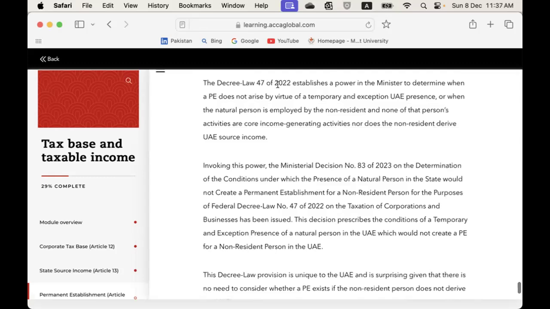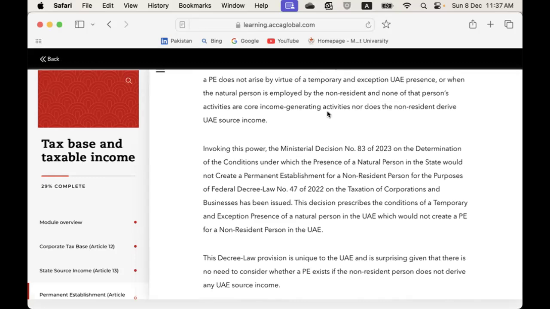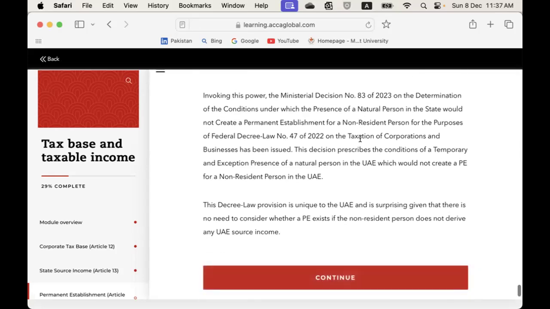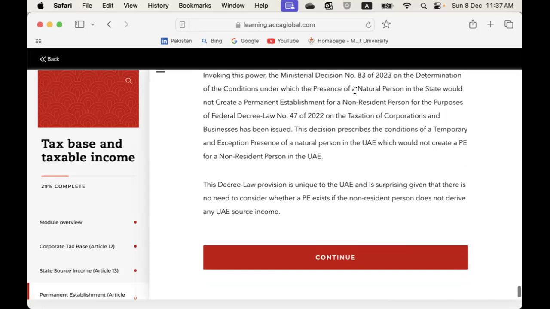The mother law, Decree Law 47, establishes a power in the minister to determine when a PE does not arise by virtue of a temporary and exceptional residence, or when the natural person is employed by the non-resident and none of the person's activities are SIGA and UAE source income has also not arisen. So the minister can finally give a final decision. Yes, they did mention this ministerial decision 83 that I had shown you. Invoking this power, MD 83 on determination of the conditions came under which the presence of a natural person in the state would not create a permanent establishment.